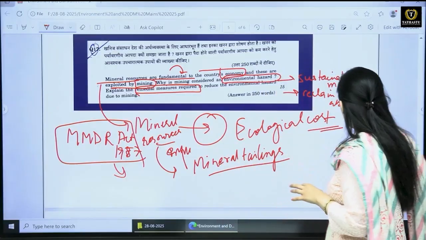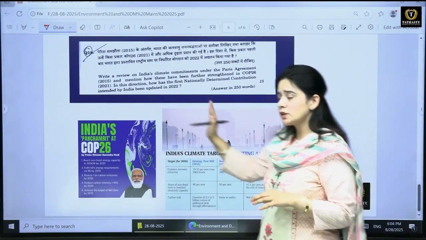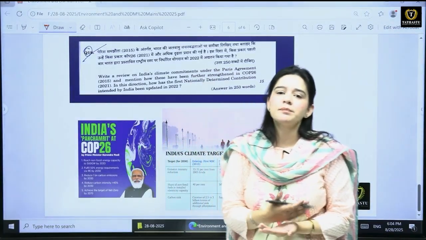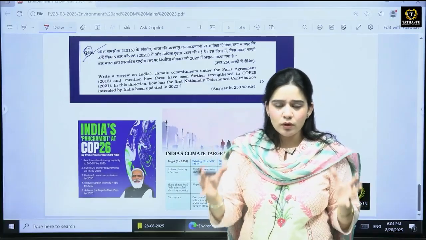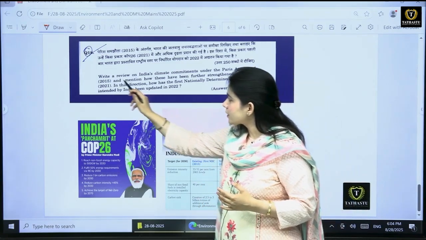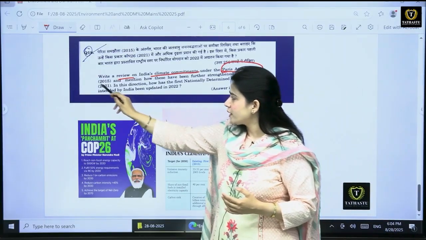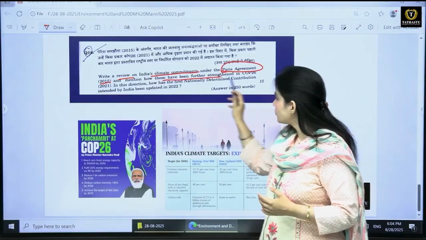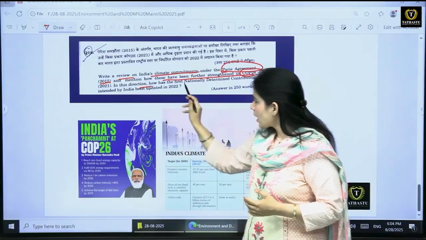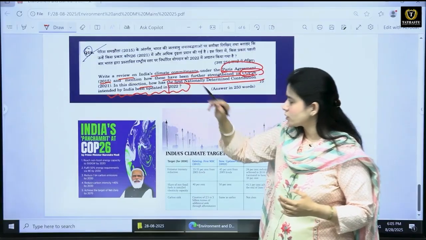Coming to the next question, that is the last question, that's question number 18. Now this is also something which is not very new. Of course, if you have studied your environment, आपने ये सब पढ़ा है, ठीक है, and you just have to mention whatever you have studied. So here they are talking about: write a review on India's climate commitments under the Paris Agreement 2015 and mention how these have been further strengthened in COP 26 2021. In this direction, how has the first nationally determined contributions intended by India been updated in 2022.